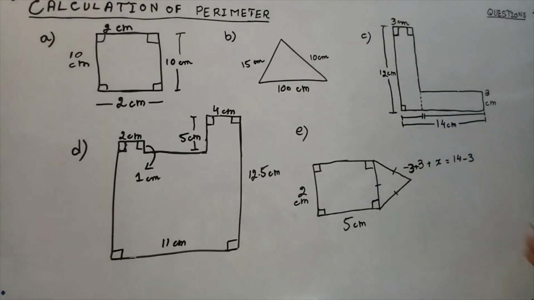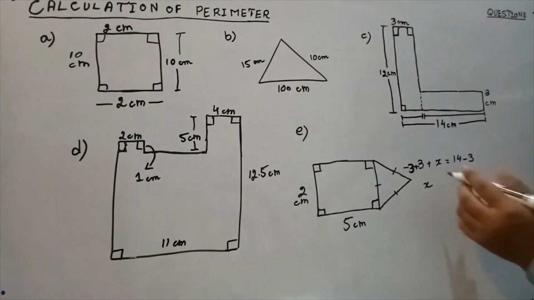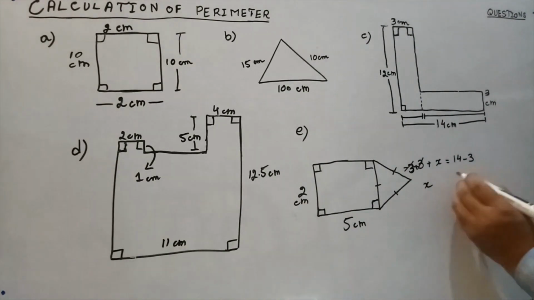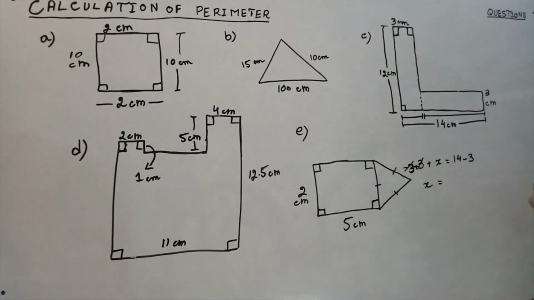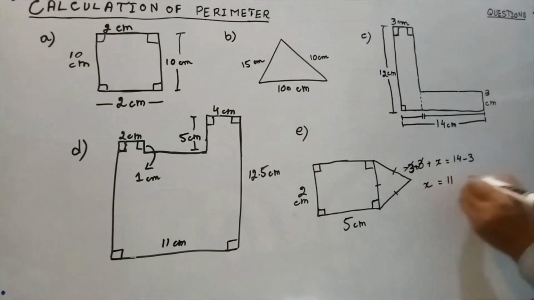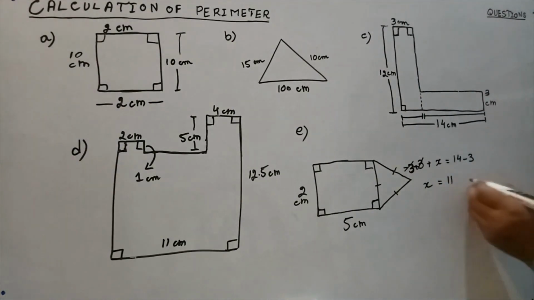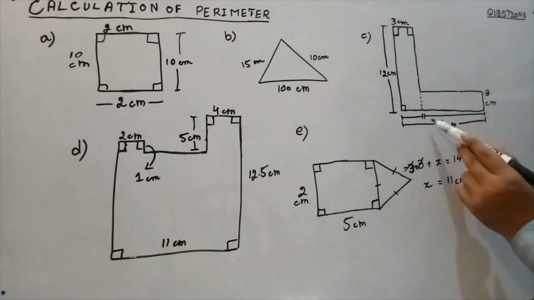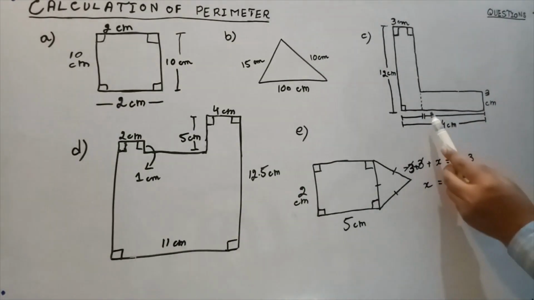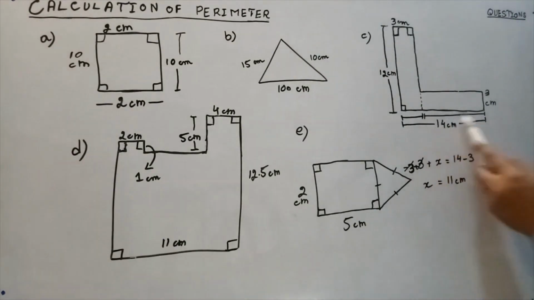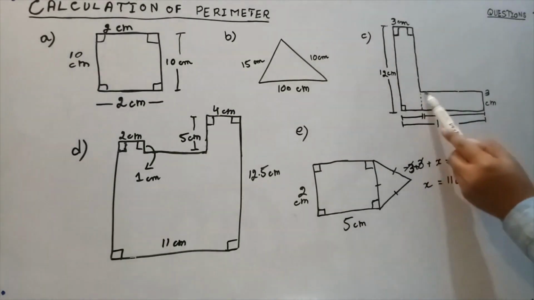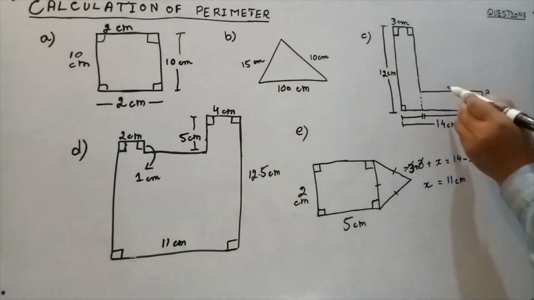So I will get x on the left hand side, because this 3 is cancelled by this 3. Negative 3, positive 3 will be equal to 0. 0 plus x will be equal to x. And 14 minus 3 will be equal to 11. 11 what? 11 centimeters. It means that the unknown length, from here to here, is 11 centimeters. It means that this length is also 11 centimeters.